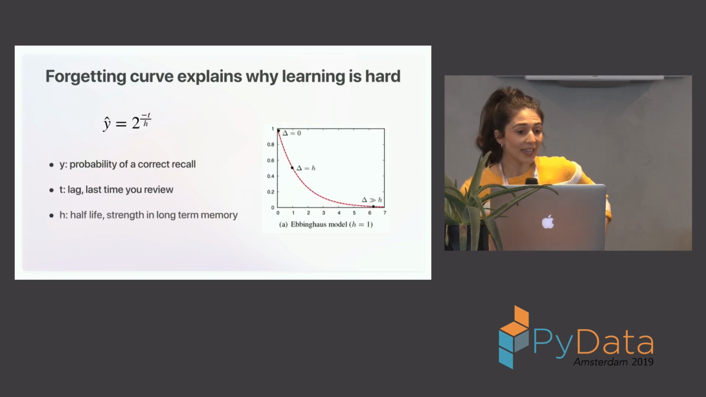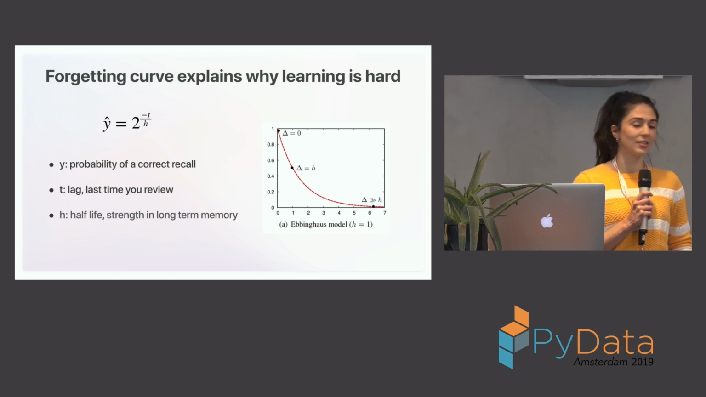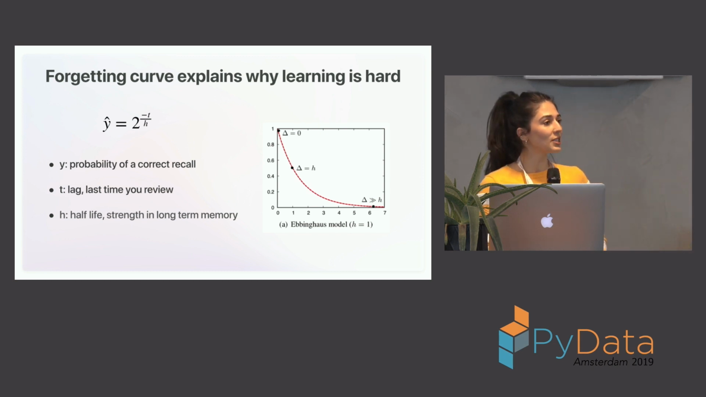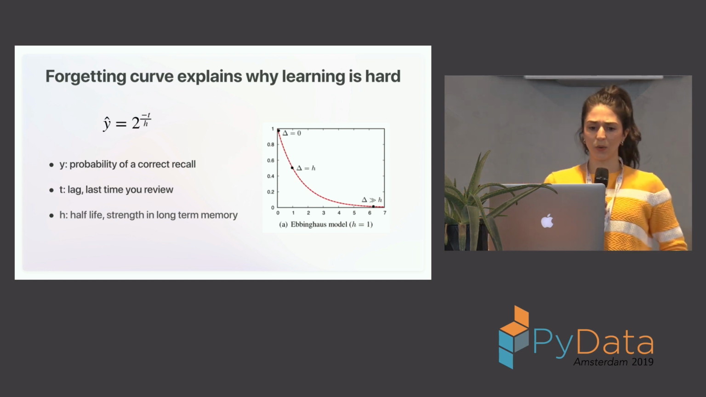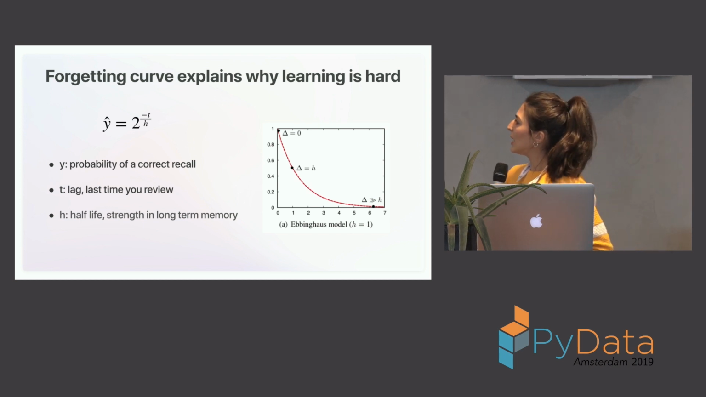So the forgetting curve is one theory from cognitive psychology that helps us to explain why learning is hard. So what is the forgetting curve? The forgetting curve tells us that through time, since the first time that you interact with a new knowledge component, let's say derivatives, this knowledge tends to decay over time exponentially.